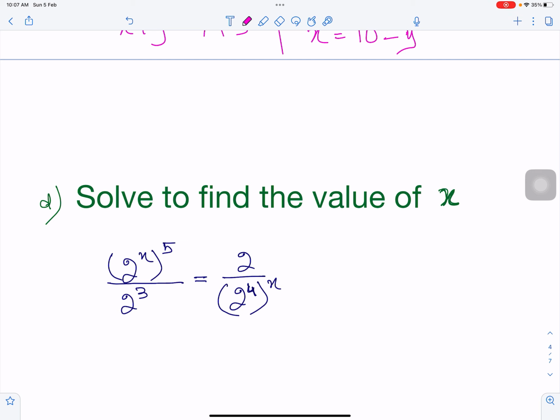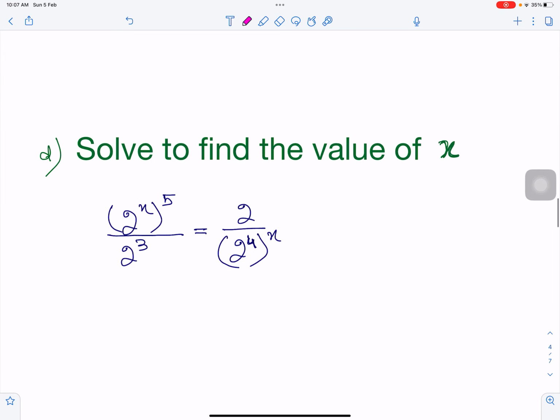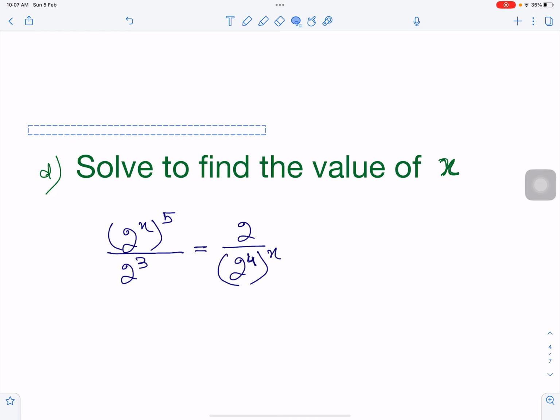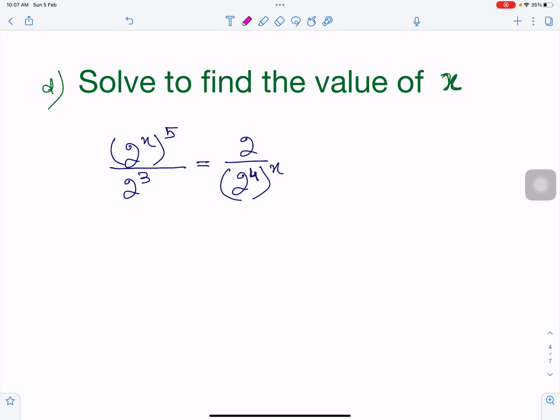Let's see this. Solve to find the value of x. Again, it is saying equal to. So we will apply the same rule here. So let's simplify stepwise. So I'm starting with, let me move it up a bit. Give me a second. Okay, so I'm starting with left hand side. Numerator has 2. X multiplied by 5 is 5x, right? Denominator I'm not disturbing, keeping it as it is.